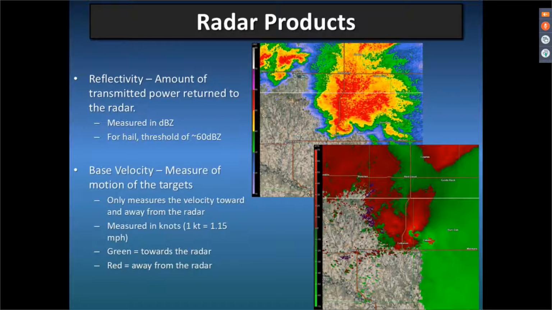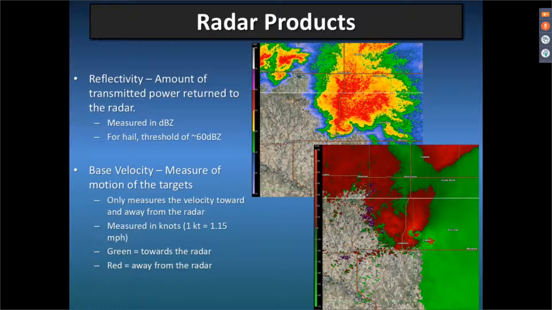And the other main product that we use with the radar is what's called velocity, or basically it's a measure of the wind speed in the atmosphere or the motion of the targets. And the radar can only measure objects moving towards or away from it. It can't measure things moving at an angle. So it determines if an object is moving towards or away from the radar using a series of colors.